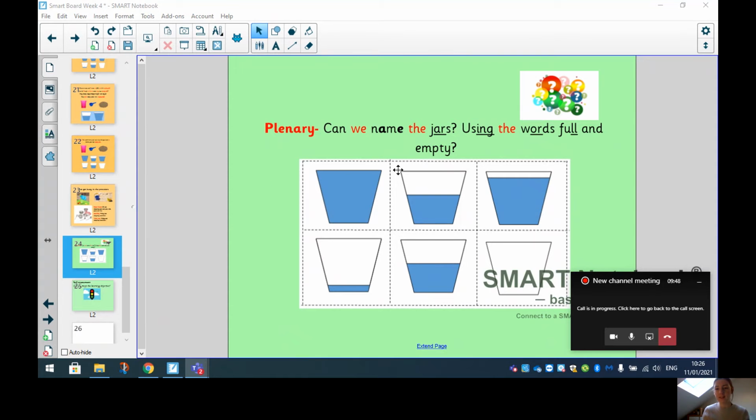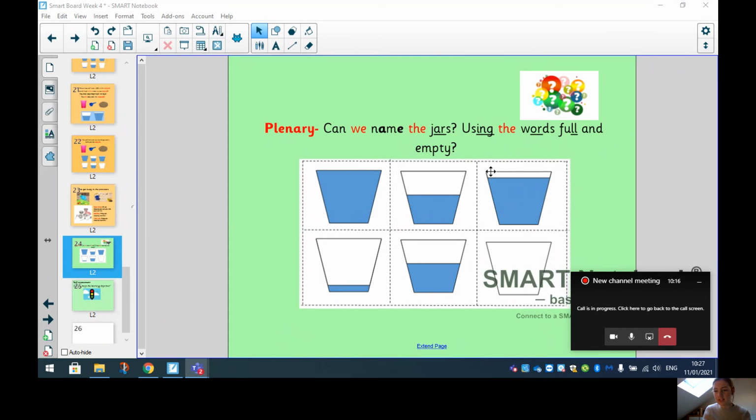Okay, the next picture here, these two are very similar, aren't they? They are the same. So we would say that one of them is half full and maybe this one here is half empty because it has got a line in the middle. Okay, so that shows that the water is halfway up the cup and the rest of it is empty. Okay, so we could either say half full or half empty.